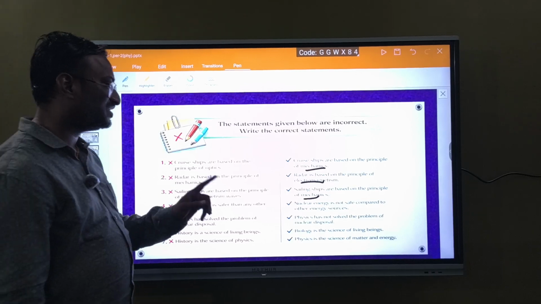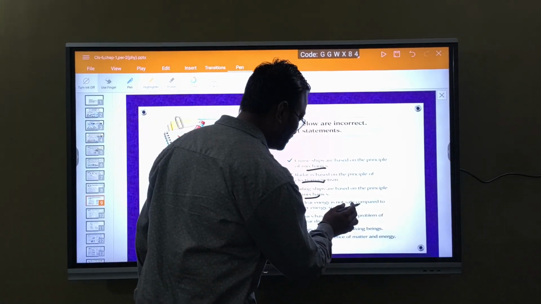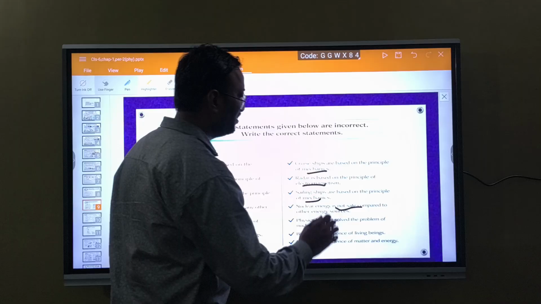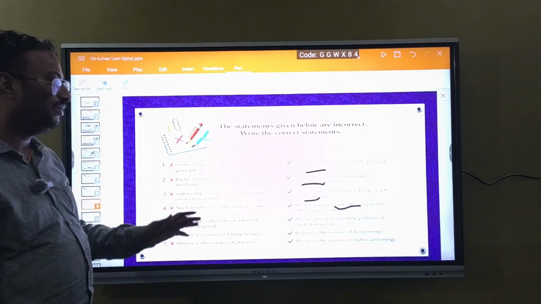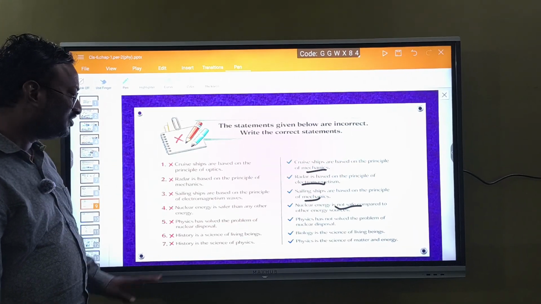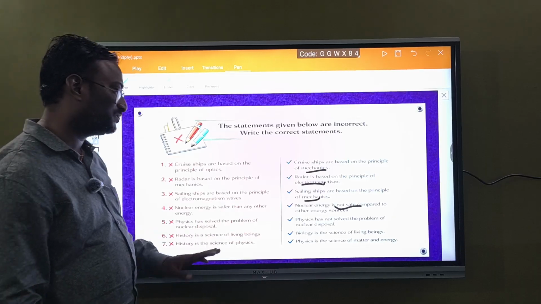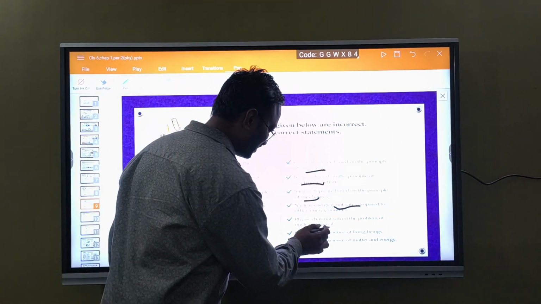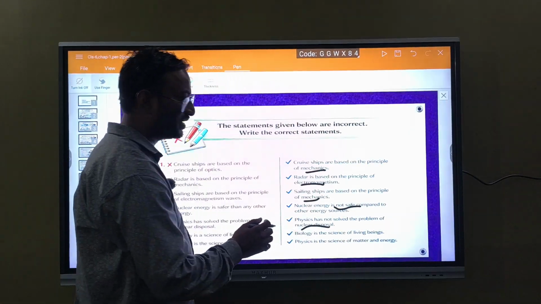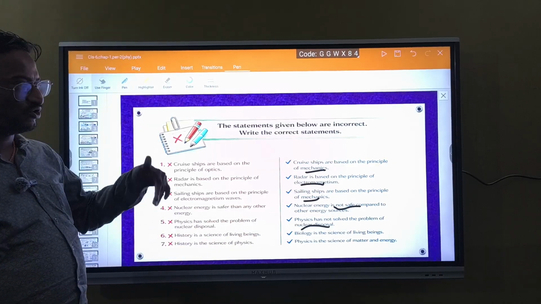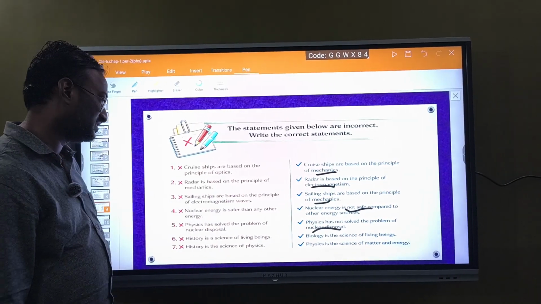Nuclear energy is safe energy. Not at all. Nuclear energy is very dangerous, right? It is not safe compared to other energy sources. Physics has solved the problems of nuclear disposal. No, not yet. We have covered this topic in the problems yet to be solved. Okay, there we have covered this.